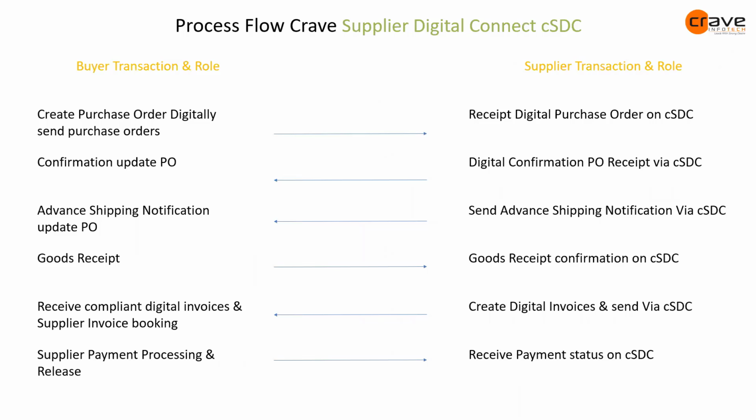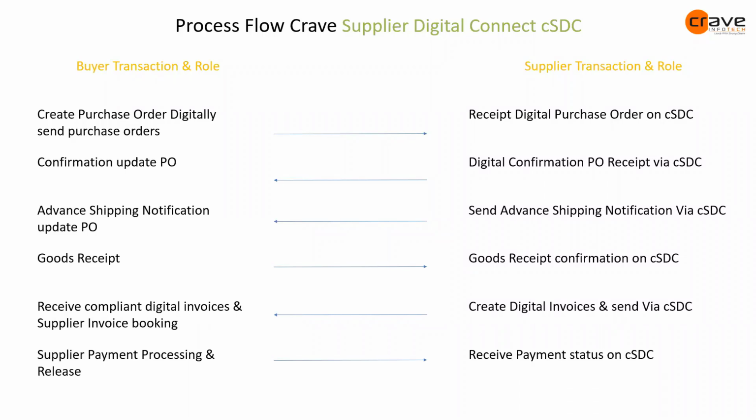Let's talk about what transactions we are automating. Create purchase order, digitally send purchase orders, confirmation update for PO, advance shipment notification creation against PO, goods receipt, receive compliant digital invoices and supplier invoice bookings, supplier payment processing and release. All of this we are automating through this process.